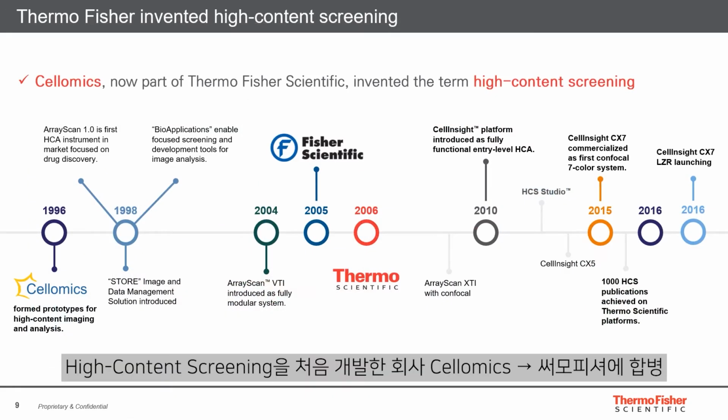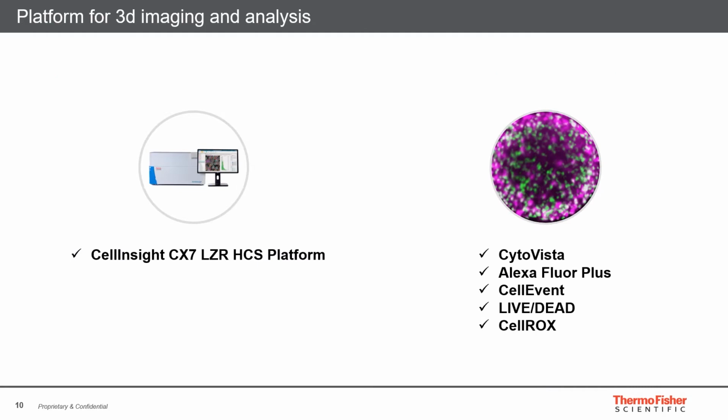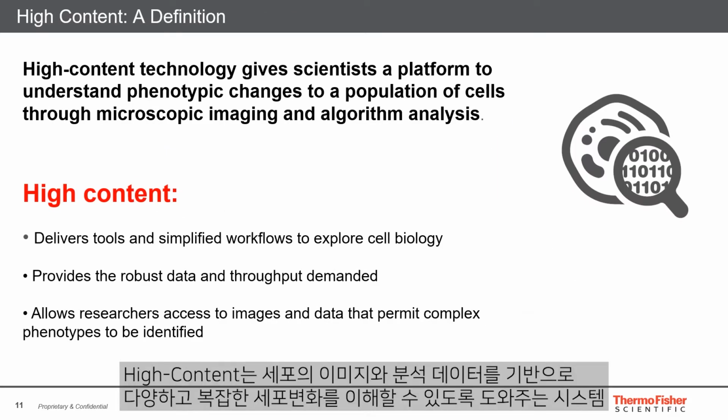This is the slide showing that 써모피셔 is the first inventor of the high-content screening platform. As you can see, the company Cellomics developed the original concept for high-content screening in 1996, and Cellomics merged into 써모피셔 Scientific in 2006. After 2006, we developed and launched many new platforms up to CX7 laser. Today, I will focus on these two platforms, high-content screening and CX7 laser, and reagents including CytoVista, Alexa Plus, CellEvent, LiveDead, and CellLight. First, I will introduce high-content screening.